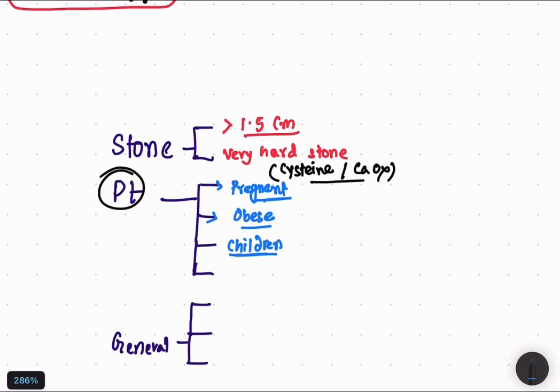Another patient-related contraindication is if a cardiac pacemaker is present, as its functioning can be interrupted by the shock waves, so we cannot perform ESWL. Even if the patient has any bleeding disorder, it is better not to do it.